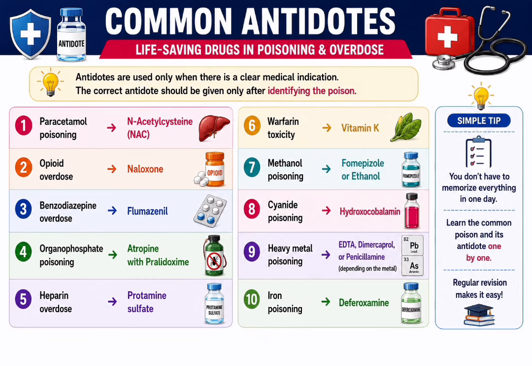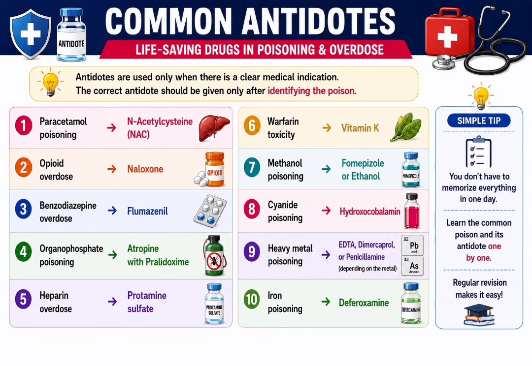Methanol poisoning, fomepizole or ethanol. Cyanide poisoning, hydroxycobalamin. Iron poisoning, deferoxamine. Heavy metal poisoning, chelating agents such as CDTA, dimercaprol, or penicillamine, depending on the type of metal involved. A simple tip for students: don't try to memorize all the antidotes at once. Instead, learn one poison and its antidote at a time. With regular revision and clinical practice, remembering them becomes much easier.